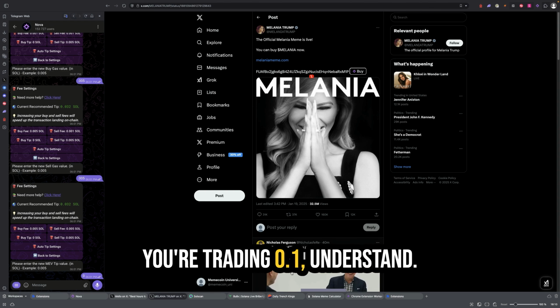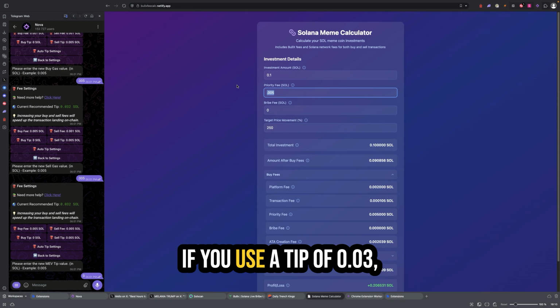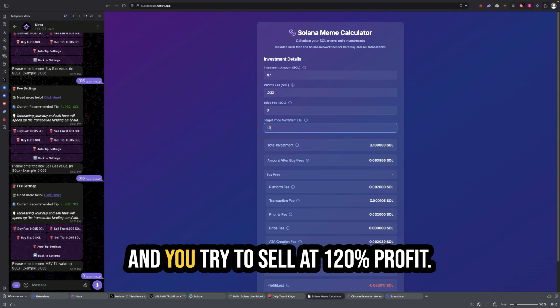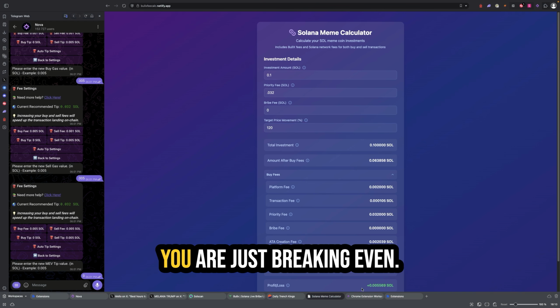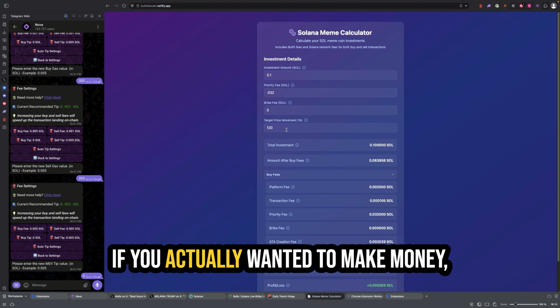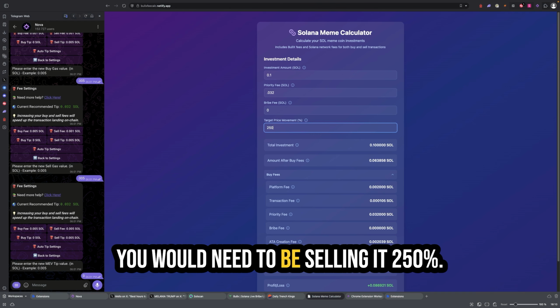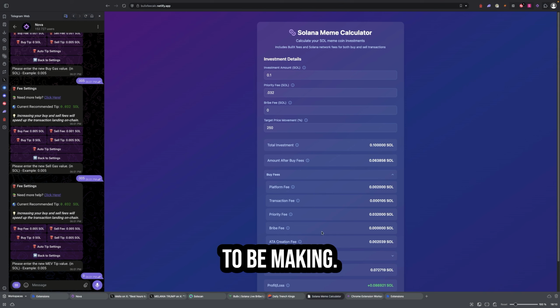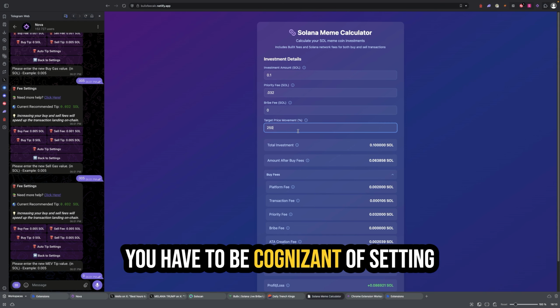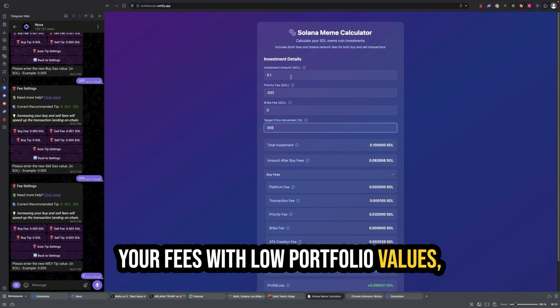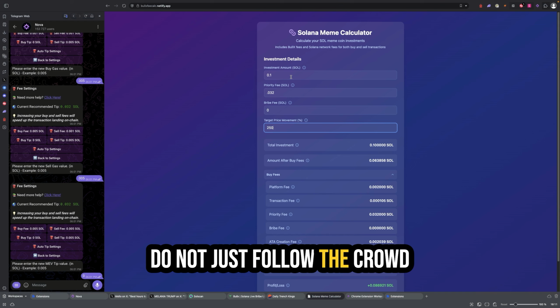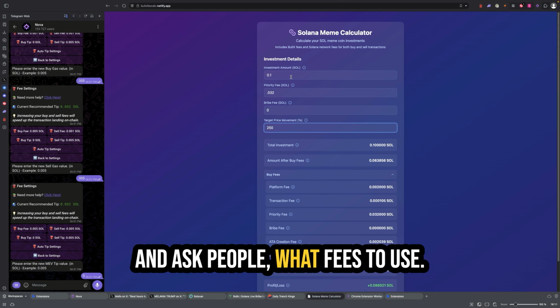But if you're trading 0.1, understand, if you use a tip of 0.03 and you try to sell at 120% profit, you are just breaking even. If you actually wanted to make money, you would need to be selling at 250% to be making double your money. You have to be cognizant of setting your fees with low portfolio values. Do not just follow the crowd and ask people what fees to use.